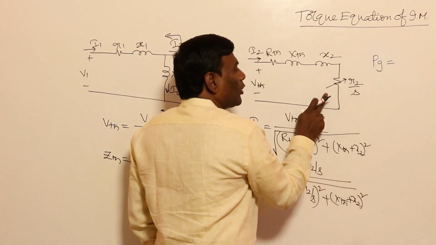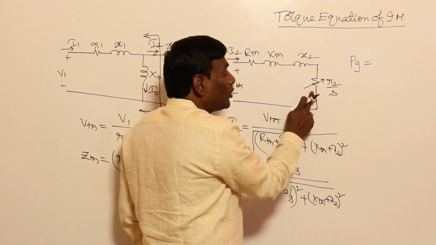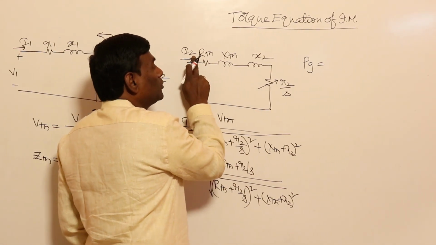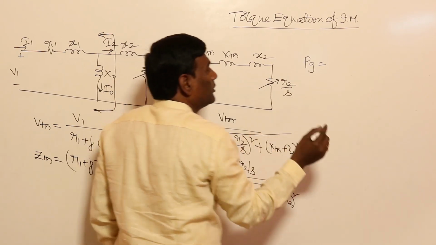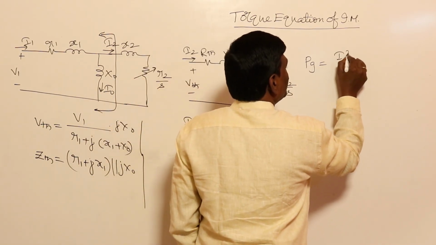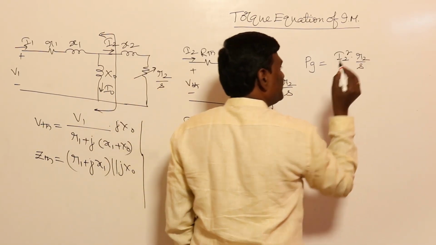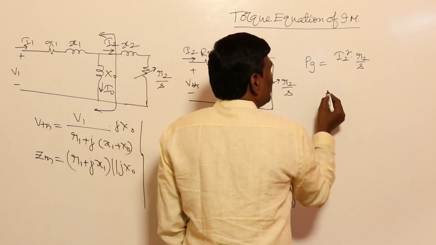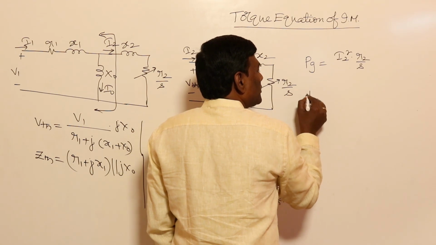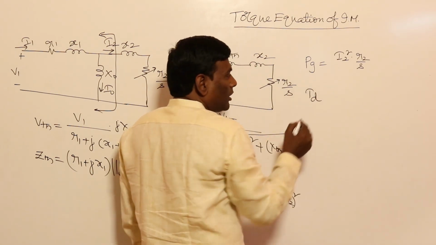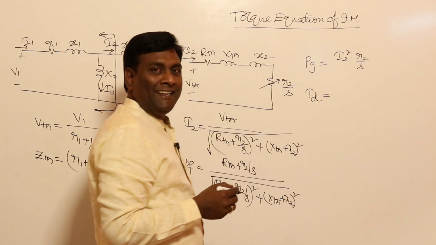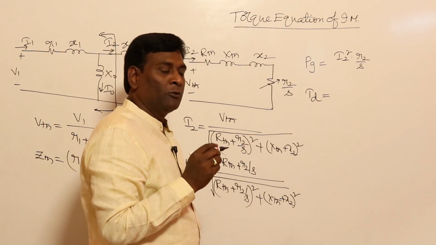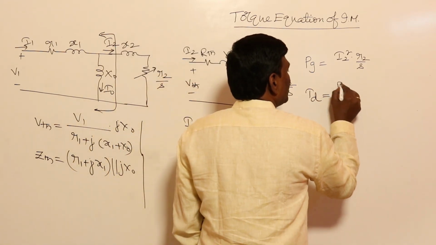PG is nothing but rotor power input. So how much is rotor power input? I2 square R2 by S. So this is going to be I2 square into R2 by S. Rotor input power is nothing but air gap power. So for example, if I want to calculate torque developed, it is nothing but PD by omega R or PG by omega S. So PG by omega S I am going to consider.